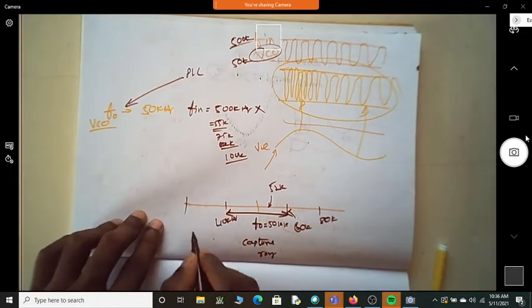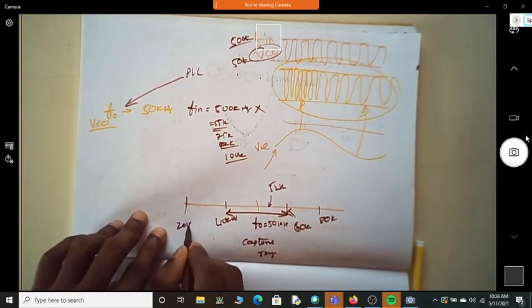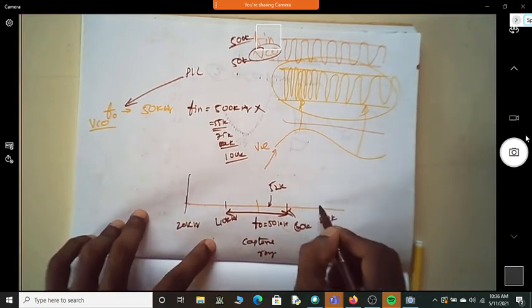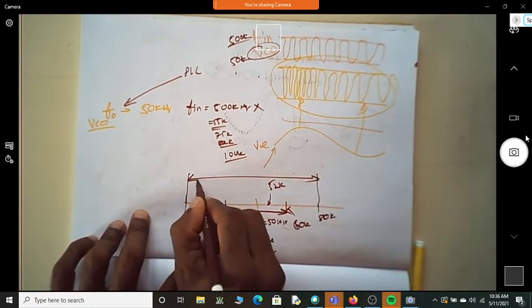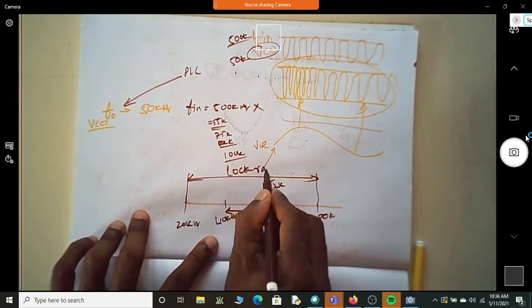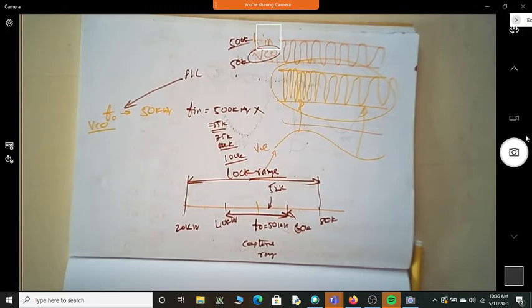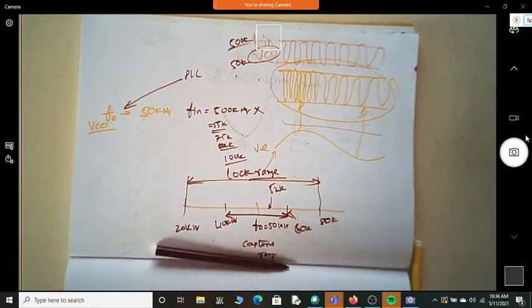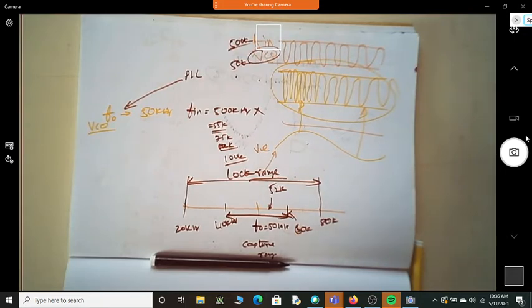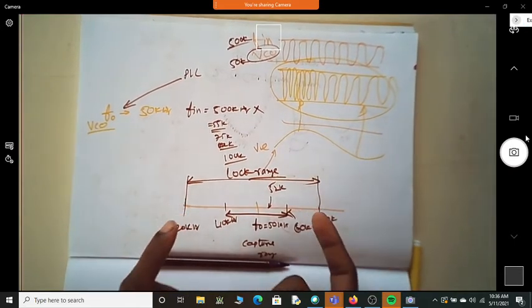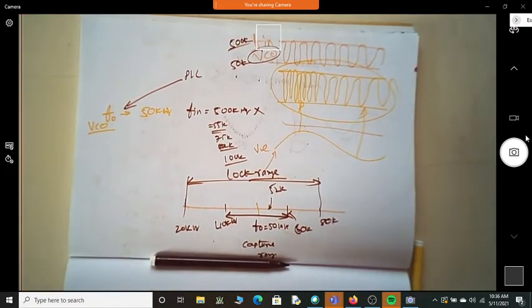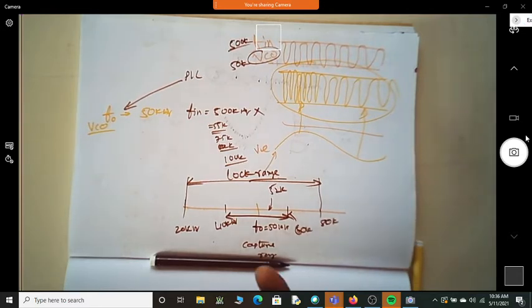And over here, let me take this as 20 kilohertz. So this range, I call the lock range, up to which it can lock. What do you mean by lock? The VCO frequency keeps tracking the incoming frequency if it is in the lock range. So what is the capture range? It can first capture it.